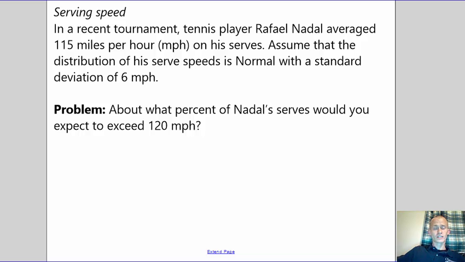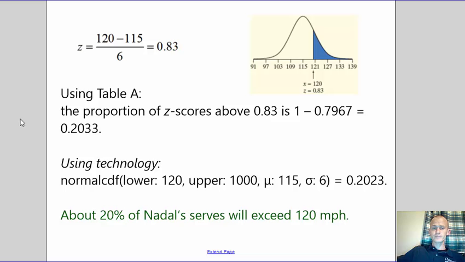So whenever you have a question like this, the first thing you should do is draw your curve and calculate the z-scores. You might want to do the z-score first, you might want to do the curve first. It doesn't matter which order you do those in, but do those two steps right at the beginning. It should look something like this. So we have 120 minus 115 divided by 6 gives us 0.83.